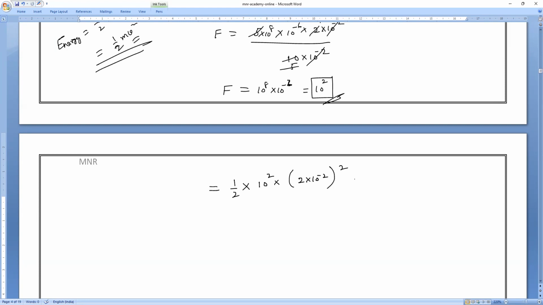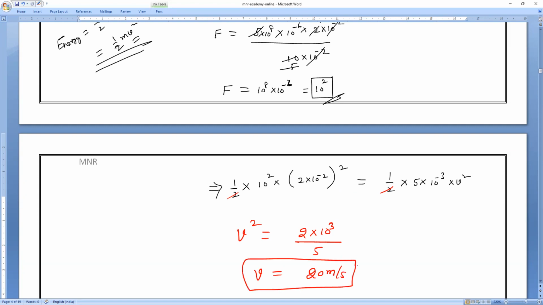Or else you can substitute the velocity, which is equal to the kinetic energy. So half into 5 into, what is the mass? 5 into 10 power minus 3 mass, into v square. You can equate this and you'll get the answer. So what is the velocity square? You can check it, everybody. Both sides, half and half will get cancelled. So we'll get velocity square is equal to 2 into 10 power 3 divided by 5. If you solve this, v is equal to 20 meter per second. Everybody try it, do it fast.